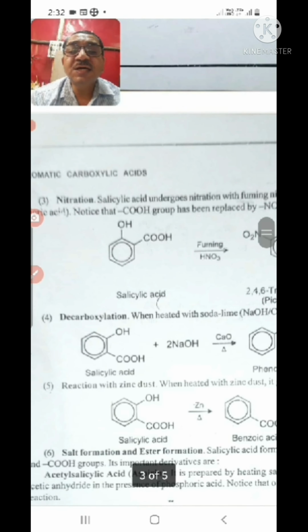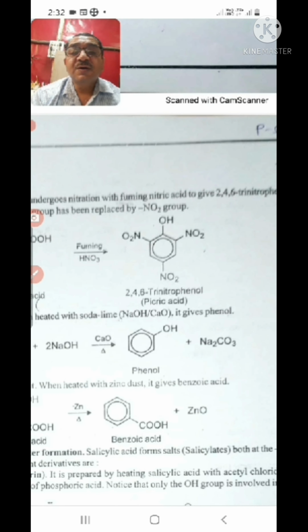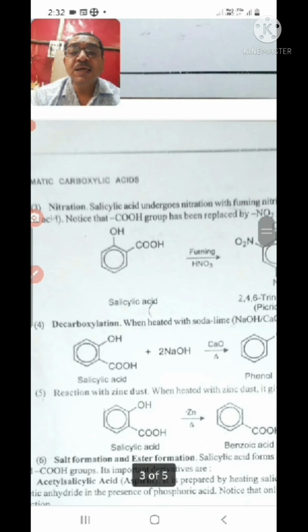There is another reaction, the decarboxylation reaction, when salicylic acid is treated with soda lime, that is a combination of NaOH and calcium oxide. So it is giving the phenol part, phenol plus Na2CO3.